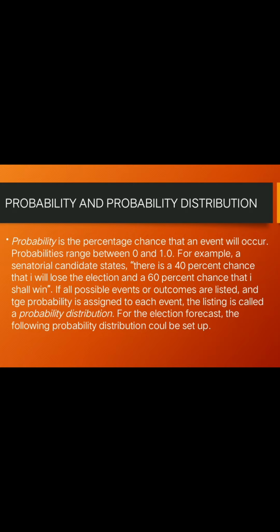If you already have the book, can you please turn to page 552? As you can see in the book, the probability distribution could be set up like that, with the outcome and the probability. That's how it is going to be set up.